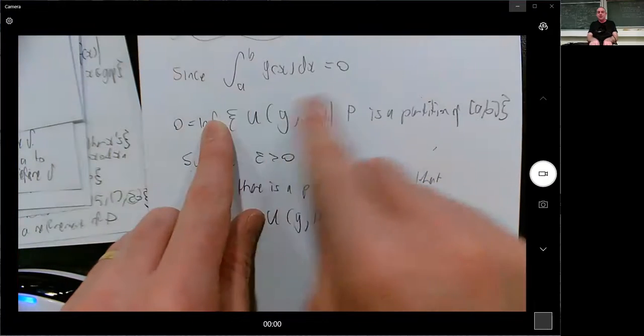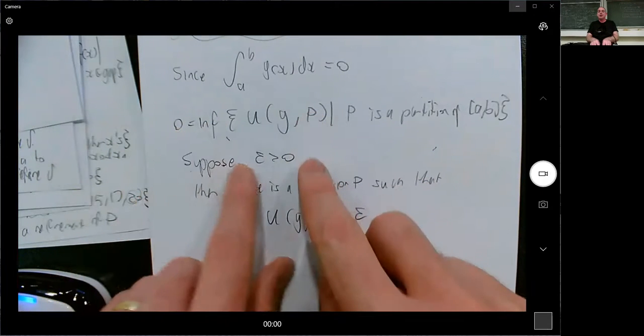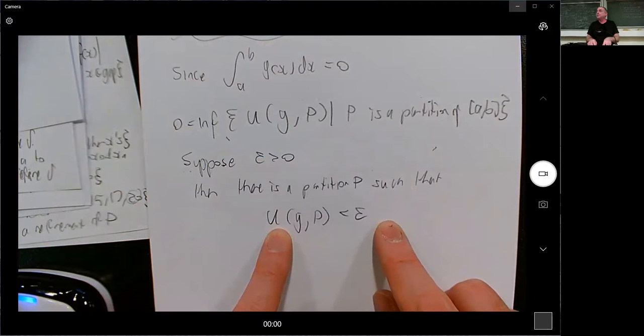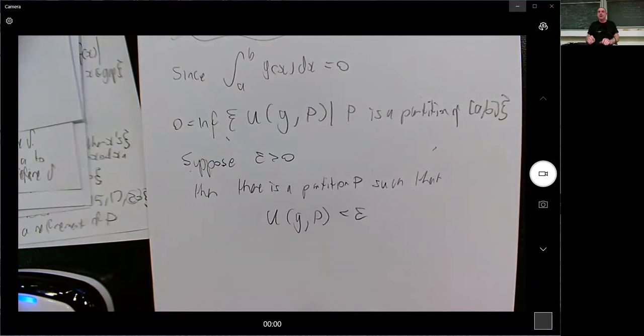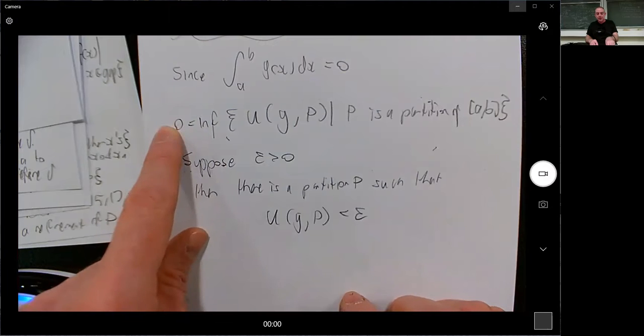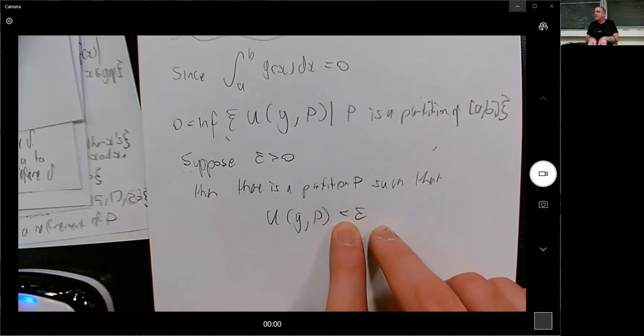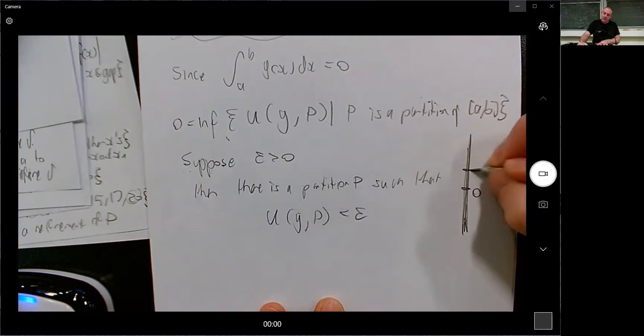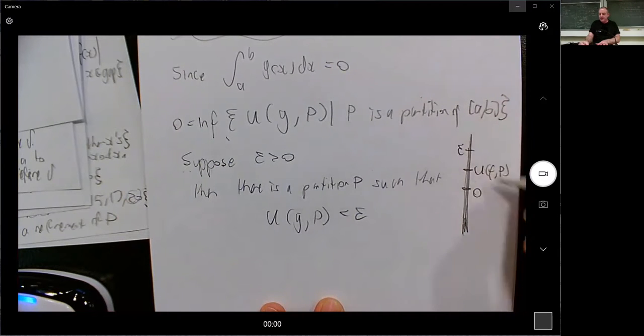Since the infimum of these objects is 0, if I want to be this close to 0, it's possible to get that close. Now, I do want to say, if this had been 10 here, it would have been 10 plus epsilon here. I'm imagining that this is my possible upper sums. Here is 0, and there is one in this zone, and no matter which epsilon I pick, there's one in this zone, so I can get as close to 0 as I want.